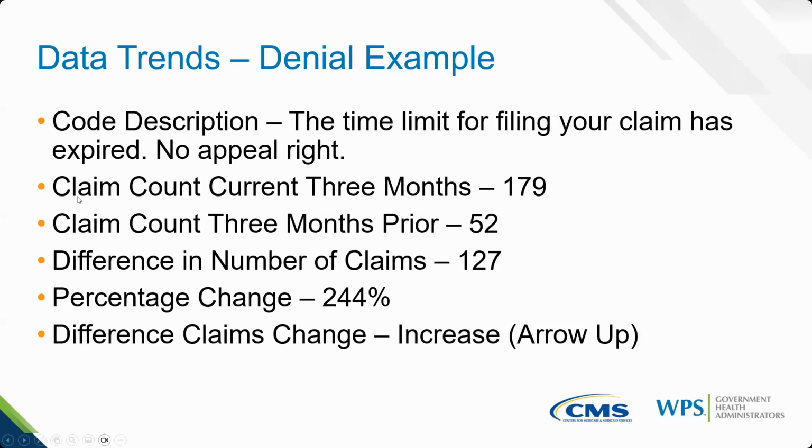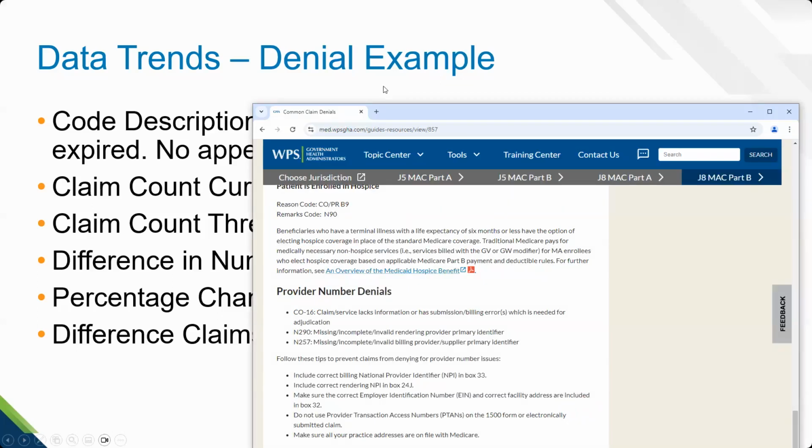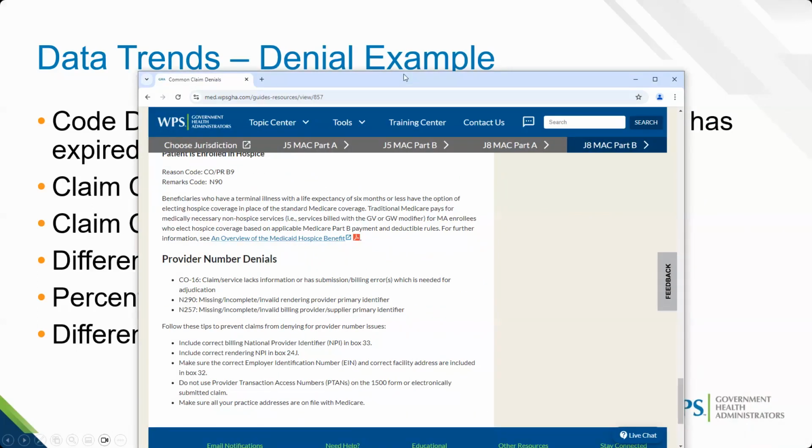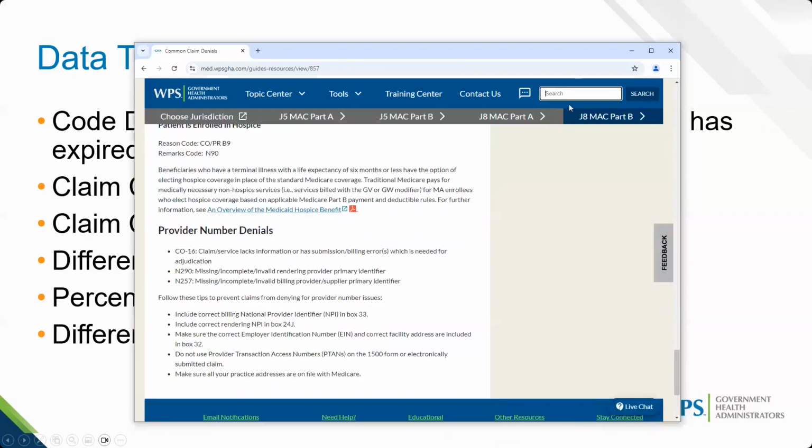But this trending, I'm getting off the topic here, 3 months, claim count, current 3 months, 179. 3 months prior was only 52, so the difference in the number of claims for these 3 months is 127. So the change is up 244%. This is the kind of data that we use to determine what we need to provide education on. And it's also a pretty darn good reason for me to show you where you can find information on our website to avoid that timely filing denial.